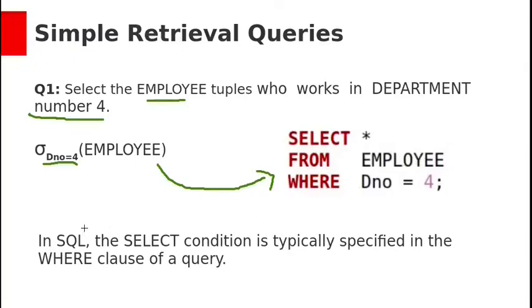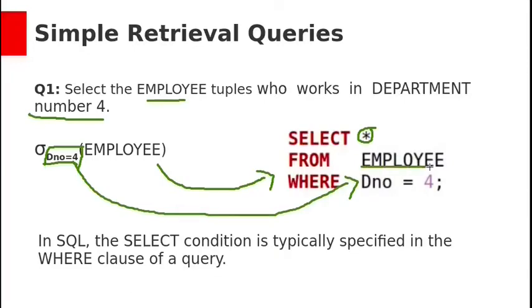Select star from employee where department number equal to 4. See here, this selection condition is specified in the where clause in the SQL statement. Here we are not going to filter any column, so we are specifying star here, which means it will include all the attributes within this relation employee.